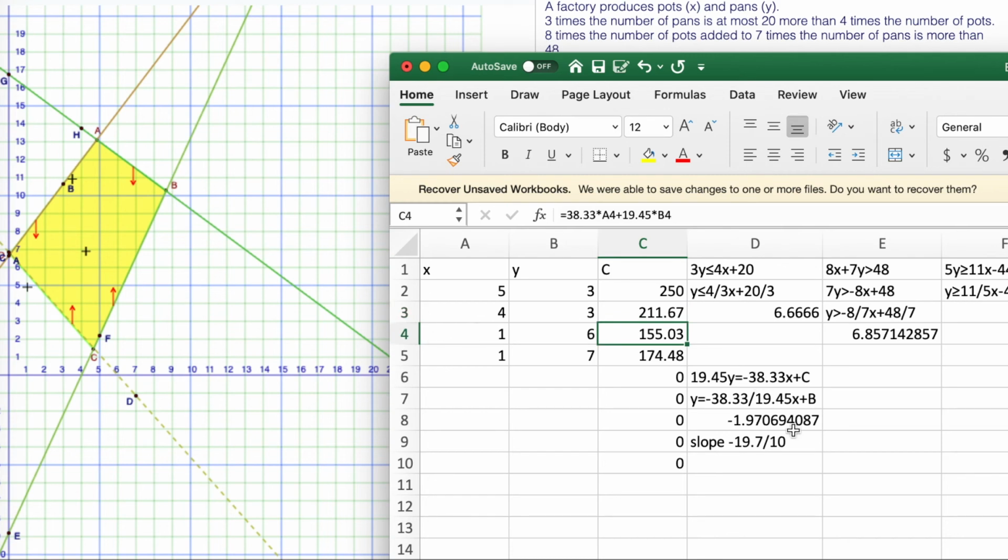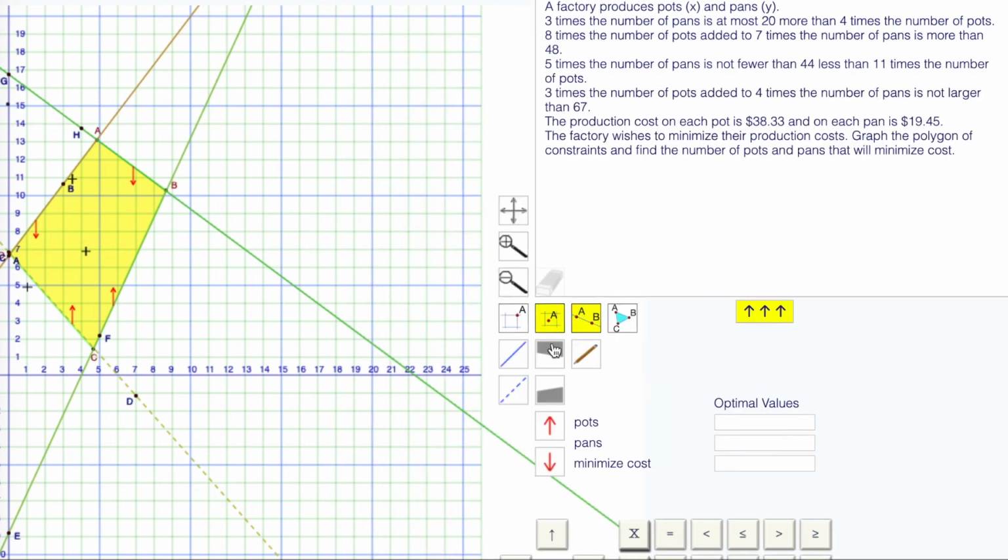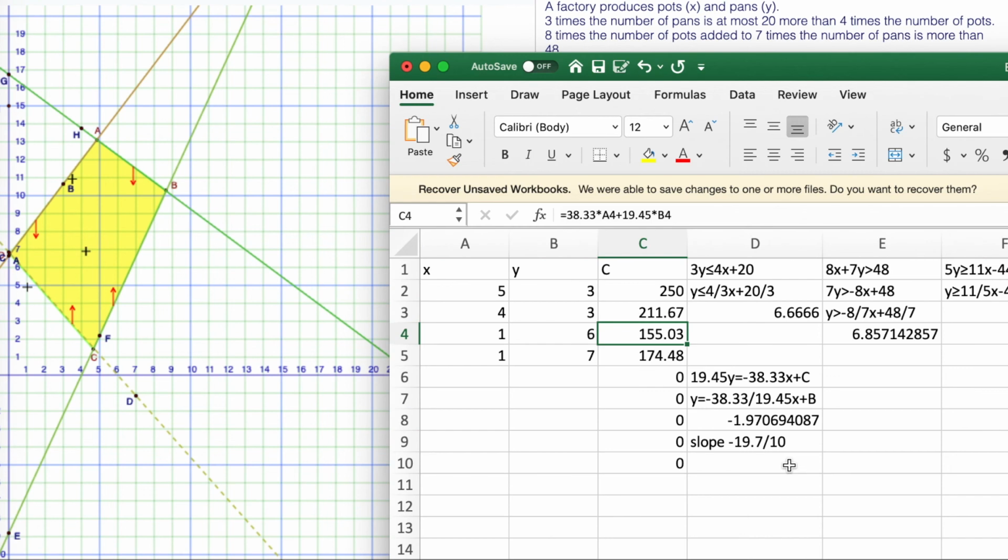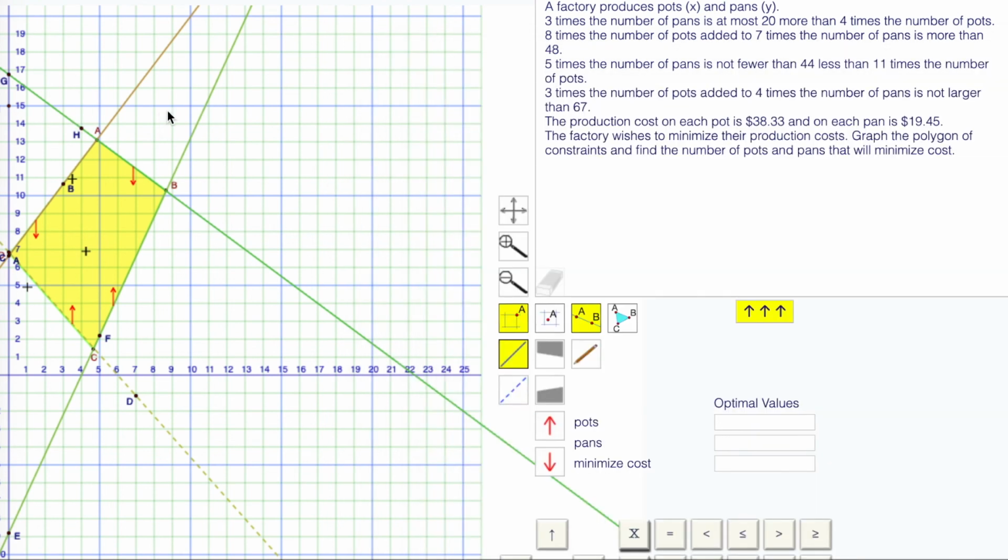Let's look at our scanning line. Our slope is negative 19.7 over 10. I'm going to pick some convenient b value like 15. Turn on the snapping. My slope is negative 19.7 over 10, so I'm going to move over 10. We're going to go down 19.7. So down 5, 10, 15, 20 to get to 0.7.